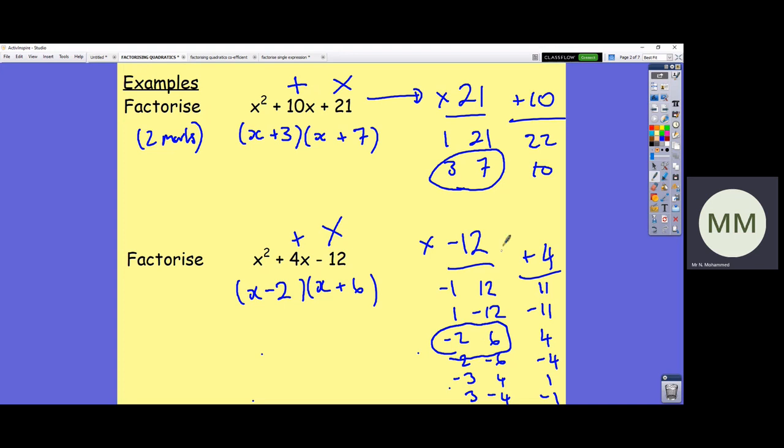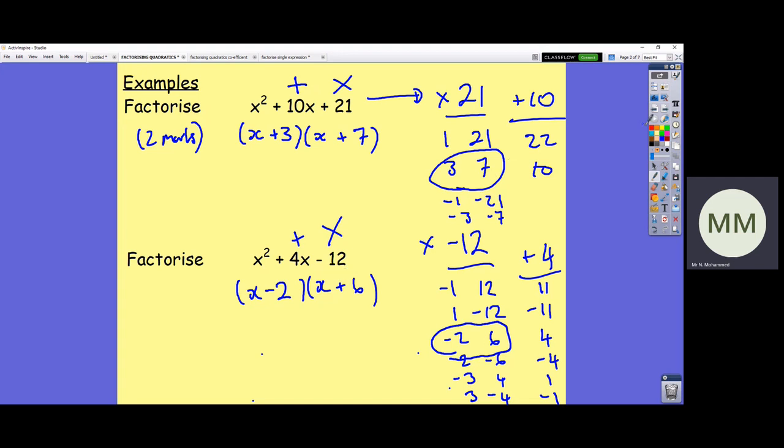Nice and simple process. List all your factors. Like I said with the previous one, you could have listed -1 and -21, -3 and -7. Sometimes to maintain the methodology, it's better to just do that, even though they would not have been the answers.